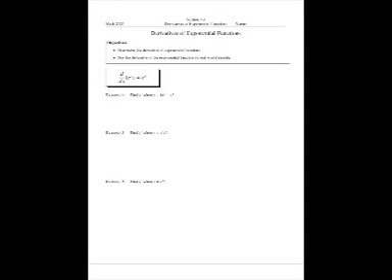Okay, today's lecture is finding derivatives of exponential functions. The first one we look at is your basic exponential function, which is e to the x. And the derivative of e to the x is e to the x. That's the easy one to remember. It's the function whose derivative is itself.